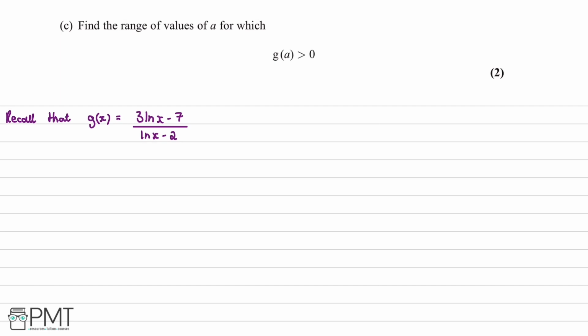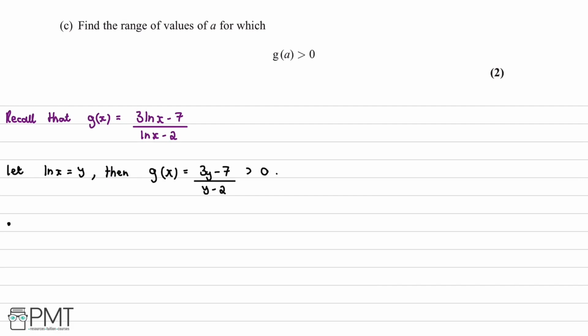So what we're going to do first is let ln of x equal y, and this will make things slightly more straightforward to begin with. So then we have that g of x is going to be equal to 3y minus 7, and then we divide that by y minus 2, and we know that this is going to be greater than or equal to 0. And this is now the inequality that we want to work with.